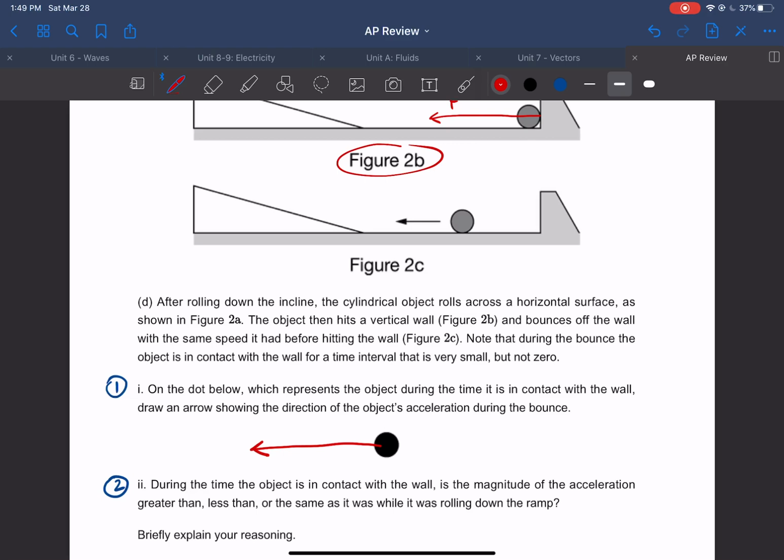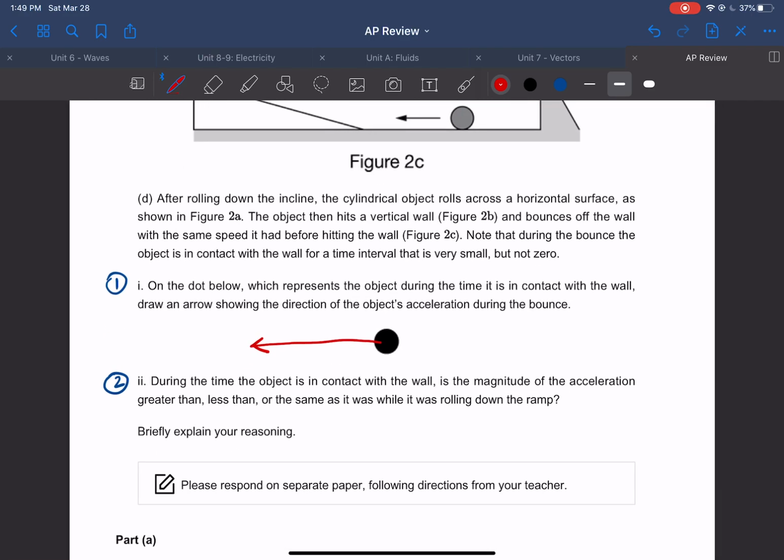All right, next question. During this time, is the magnitude of the acceleration greater than, less than, or the same as when it was rolling down the ramp? Okay, so some things you need to think about here. To get full credit for this, you need to explain your answer. So the first thing you can do is start by talking about how acceleration is calculated. The definition of acceleration is a change in velocity divided by the change in time. So how does this answer our question?